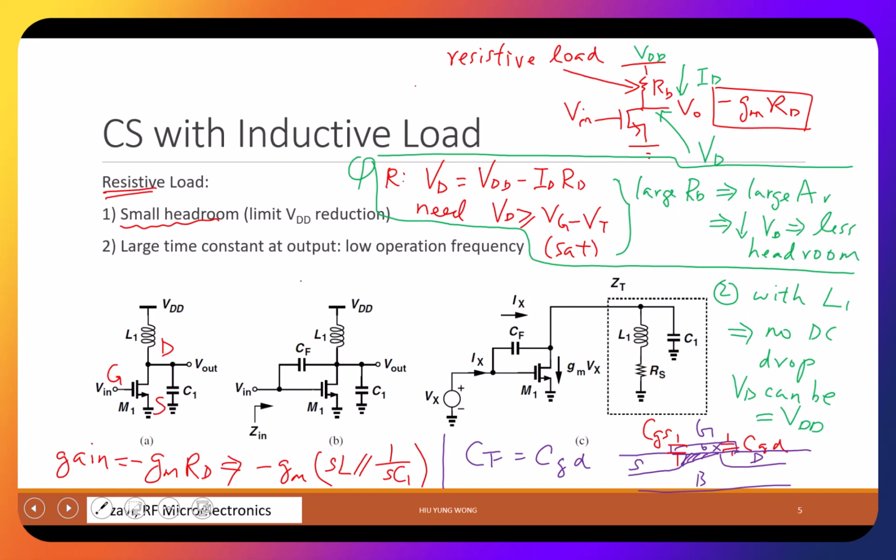So that is the inductive load. If you use a resistive load, you have small headroom and also a large time constant because of the large resistor. With an inductive load, you can have a large headroom. Your DC bias can go very close to VDD, and your swing can even exceed VDD. You also have a better operation frequency because it has a smaller RC constant. Is that clear? Inductive load. Okay?